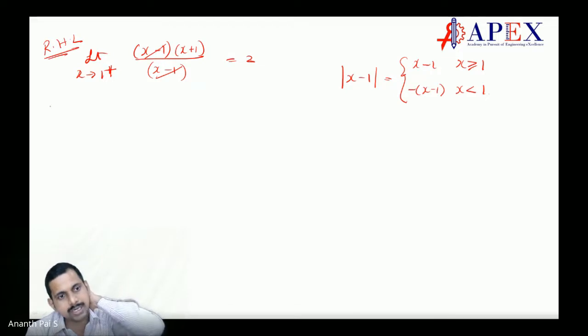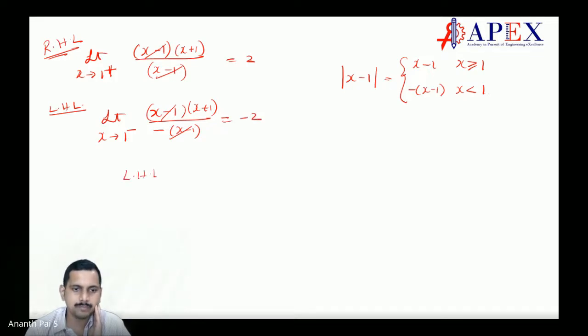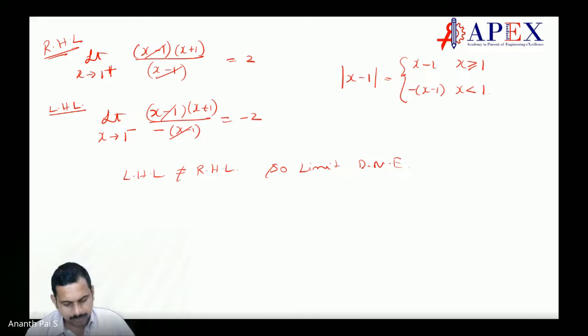When you consider the left hand limit, it goes as limit x tending to 1 minus of (x minus 1) divided by (x minus 1) times (x plus 1), and here you have minus of (x minus 1), because it's minus of (x minus 1). The x minus 1 cancels, this minus remains, and what you have is minus 2. So the left hand limit is not equal to the right hand limit, so the limit does not exist. Any doubts here, students? No doubts? Let us go with the second problem.